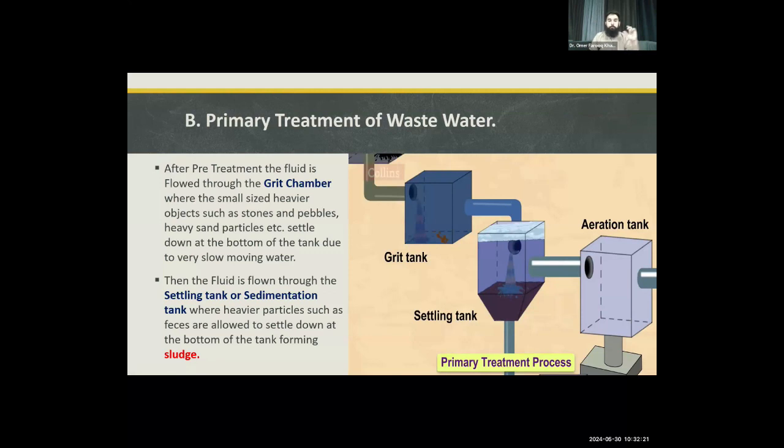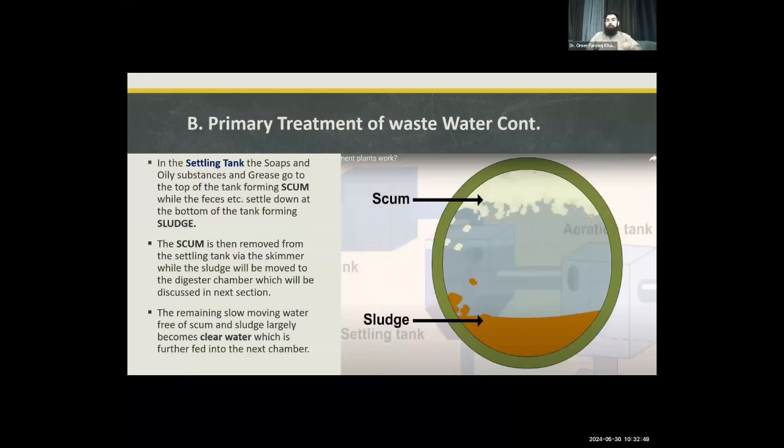So whenever the pre-treated water, which is devoid of all larger physical objects, enters the grit chamber, all of the smaller stone particles, all of the heavier sand particles or pebbles, they settle down due to gravity. So all of the sand and pebbles and stones settle down due to the gravitational effect. And when these stones and pebbles and heavier sand particles settle down, the water is then flown through.